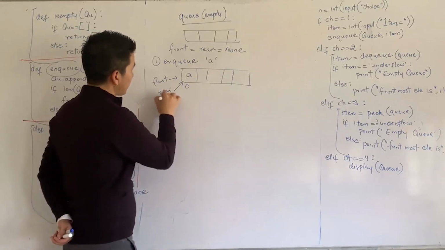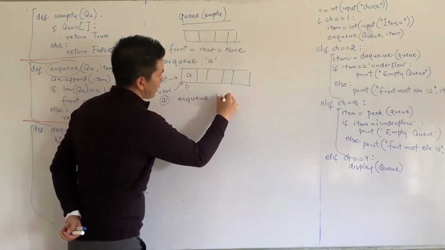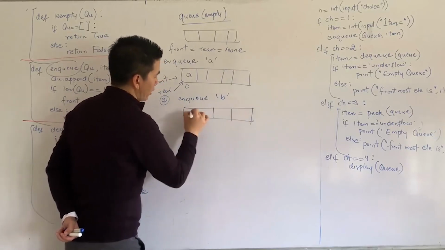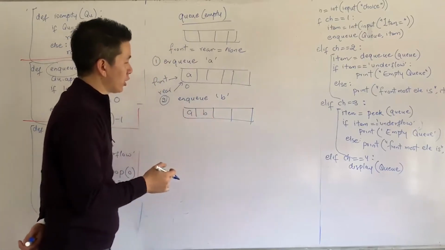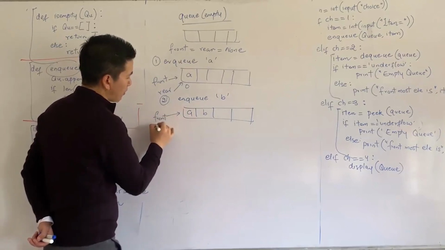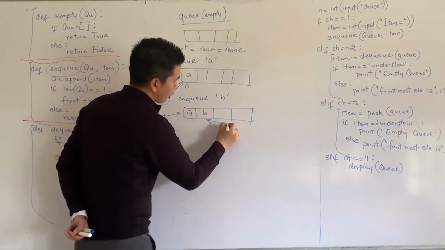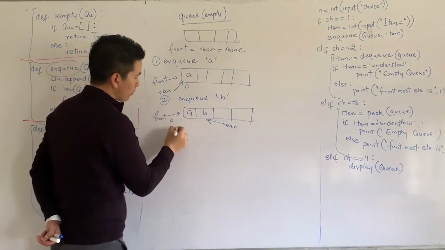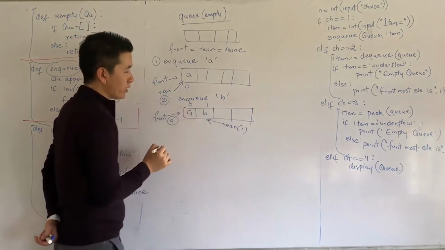And then let's say number 2, I NQ a character B. Again, it's simple and straightforward. You have A already, now B will be added at the end. This is how the Q works. This time, front will be pointing to the first element, and rear will be pointing to the character B. So the front value will be 0, and the value of rear will be 1. You have indexes 0 and 1.